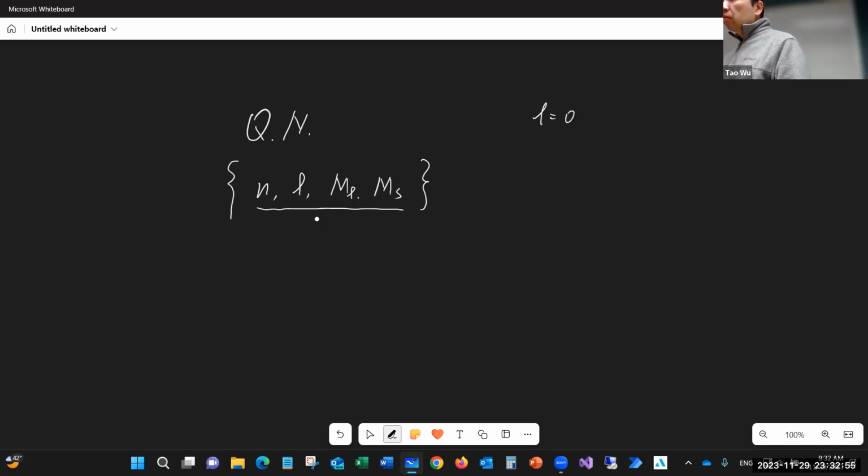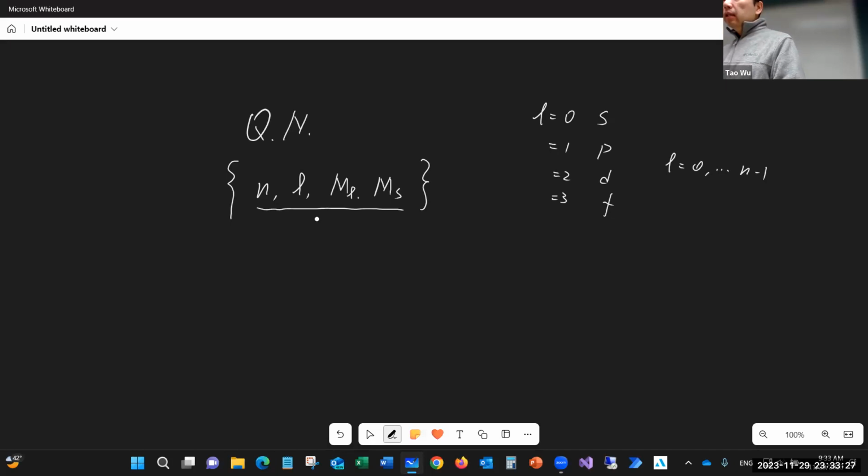If it's 0, that's s. If it's 1, that's p. If it's 2, then that's d. If it's equal to 3, then that's f. So l generally only has those options, right? But l must be smaller than n, because l has to be from 0 to n minus 1. I mean, there's no way for l to equal n.